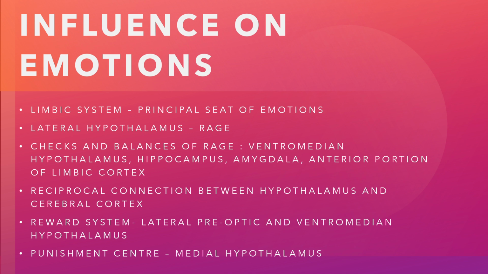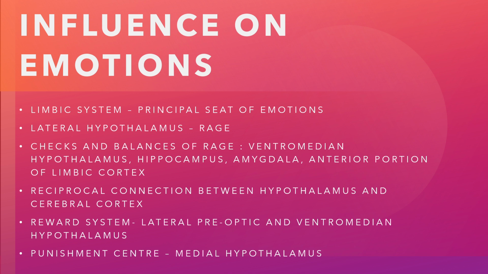Influence on emotions. The limbic system is the principal seat of emotions. The lateral hypothalamus controls rage along with the amygdala. There's a checks and balance system of rage: the ventromedian hypothalamus, hippocampus, amygdala, and anterior portion of the limbic cortex. Reciprocal connection exists between the hypothalamus and the cerebral cortex.